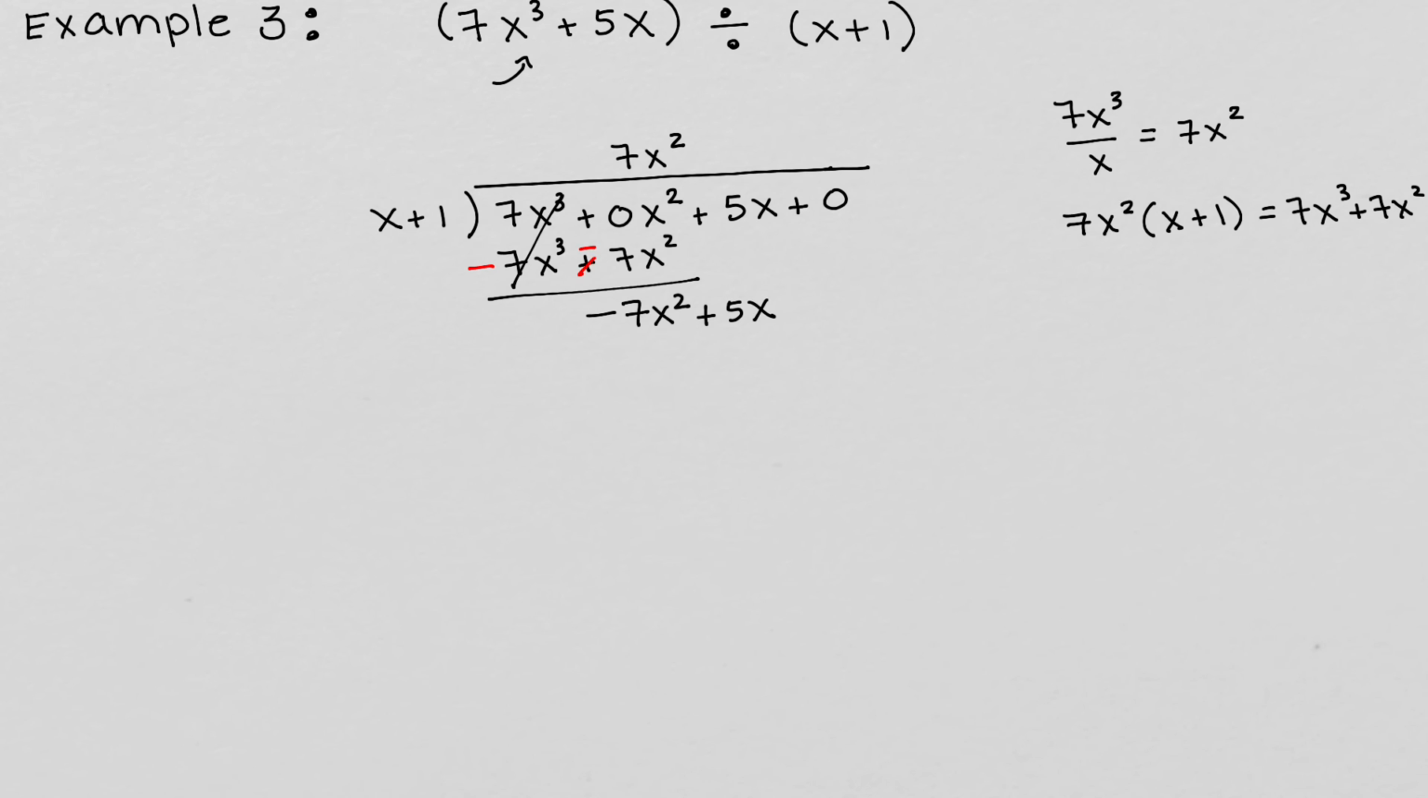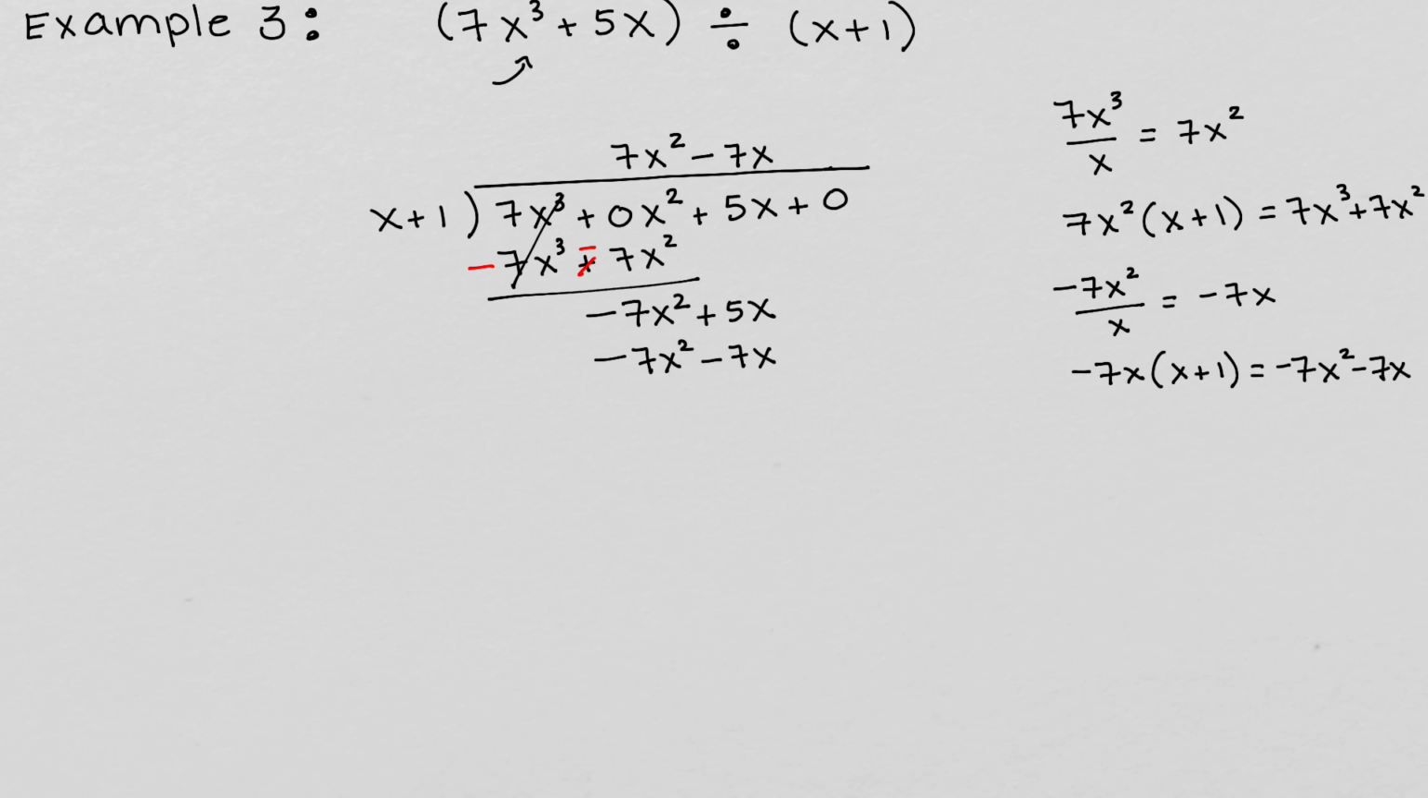So now I'm going to take x into negative 7x squared, and that gives me a minus 7x. So I'll put that right above the 5x, and I'll multiply minus 7x times x plus 1. So I have minus 7x squared minus 7x. And change the signs. Minus 7x squared and plus 7x squared cancel out. And then I have 5x plus 7x, which gives me positive 12x. And I'll bring down the plus 0.